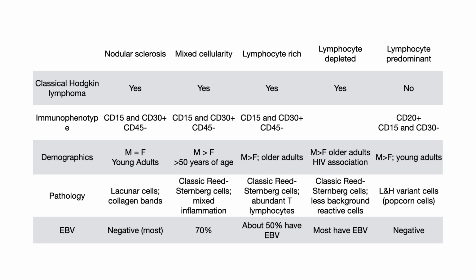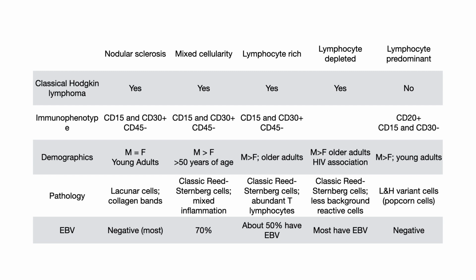The immunophenotype for classic Hodgkin's is that they're CD15 and CD30 positive, all of them, and CD45 negative, whereas lymphocyte predominant is CD15 and CD30 negative and CD20 positive. So I think that is a fair immunophenotype to ask a question on, because it's different than the other ones we've been talking about. And there's some change there.